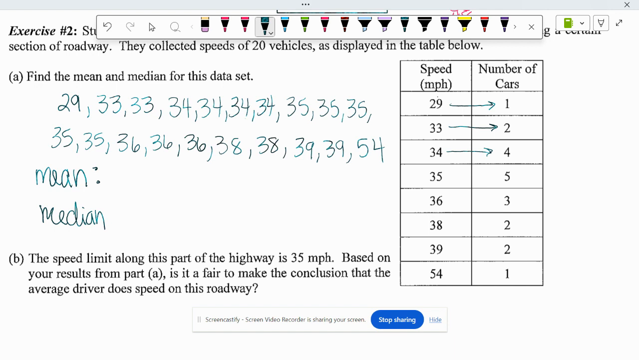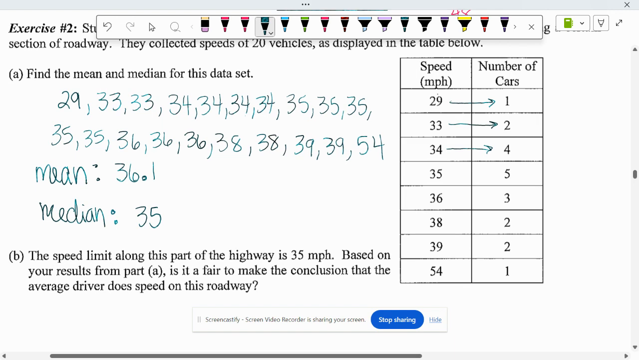Are you ready, Brian? What did you get for the median? 35, okay. And Violet, what did you get for your mean? 35.8. That's not what I got. Yeah, I also got 36.1. I think you are missing a number, okay. So your mean is 36.1 and your median is 35.